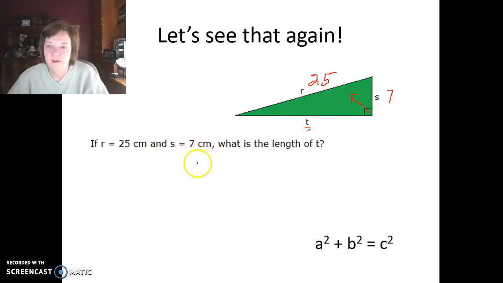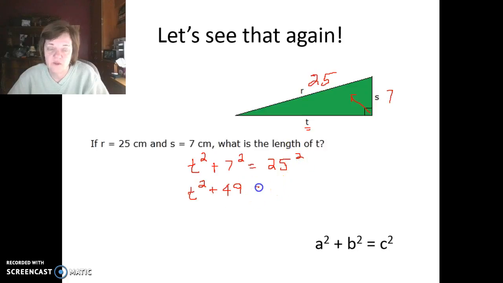So, we can even put it first. T squared plus, now which one's our other leg? Our S, which is 7. So, 7 squared equals 25 squared. First step is let's square these two numbers. 7 squared is 49.